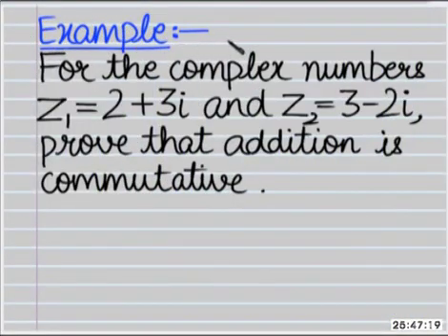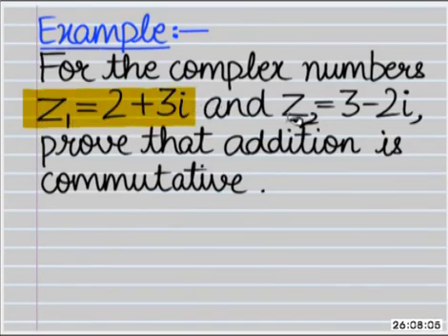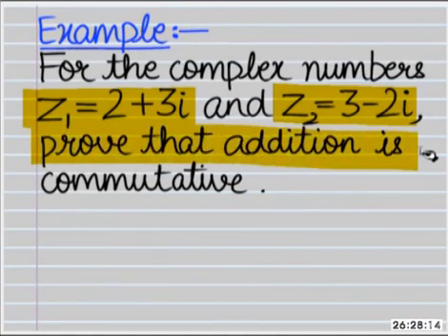Let us see another example. For the complex numbers z1 whose real part is 2 and imaginary part is 3, that is the complex number z1 which is equal to 2 plus 3 into iota, and another complex number z2 whose real part is 3 and imaginary part is minus 2, that is the complex number z2 is equal to 3 minus 2 into iota. Prove that addition is commutative.